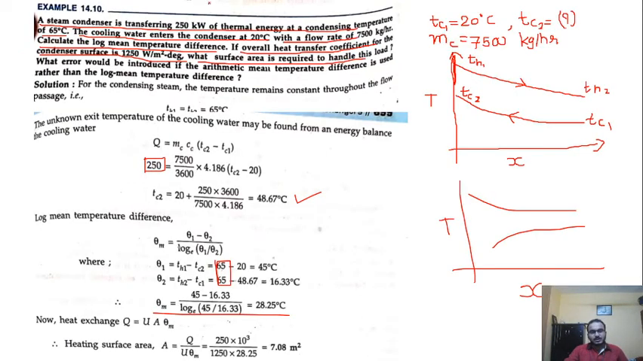Now the next question which is asked here is, what would be the error introduced if the arithmetic mean temperature difference is used rather than the logarithmic mean temperature difference?